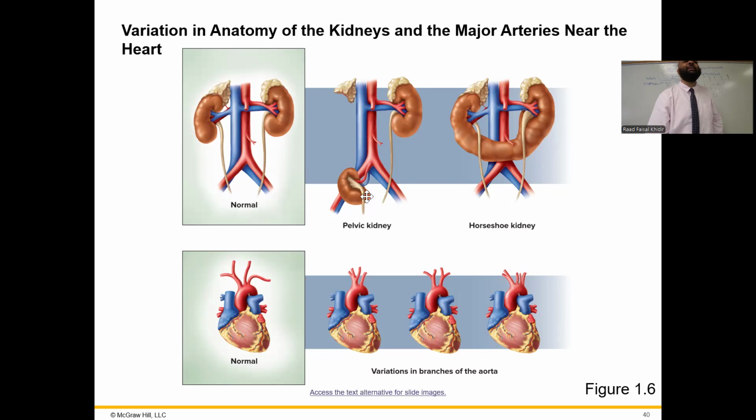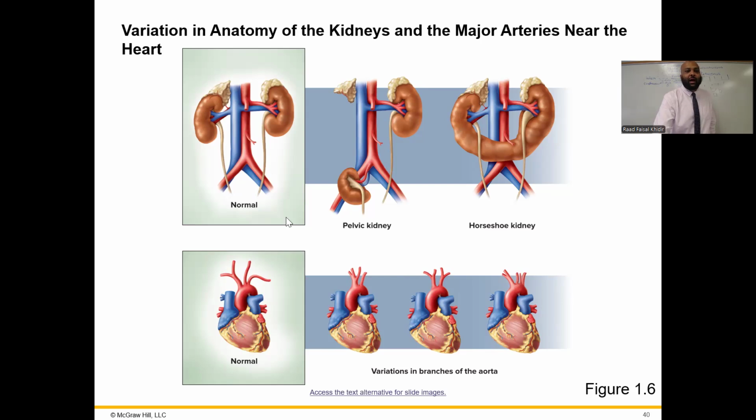But some people have kidneys in the pelvis. Some people have horseshoe kidney. So these are two aberrant, gross, pathological malformations from the normal kidney. So I can ask you on the exam, give me two examples of abnormal kidney anatomy. You say pelvic kidney, where somebody has a kidney in the pelvis, or horseshoe kidney, where their kidneys are connected like a horseshoe.